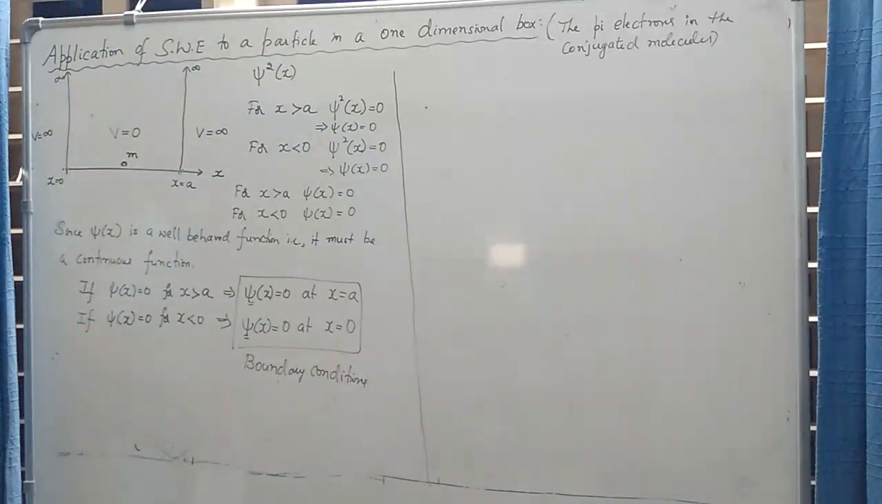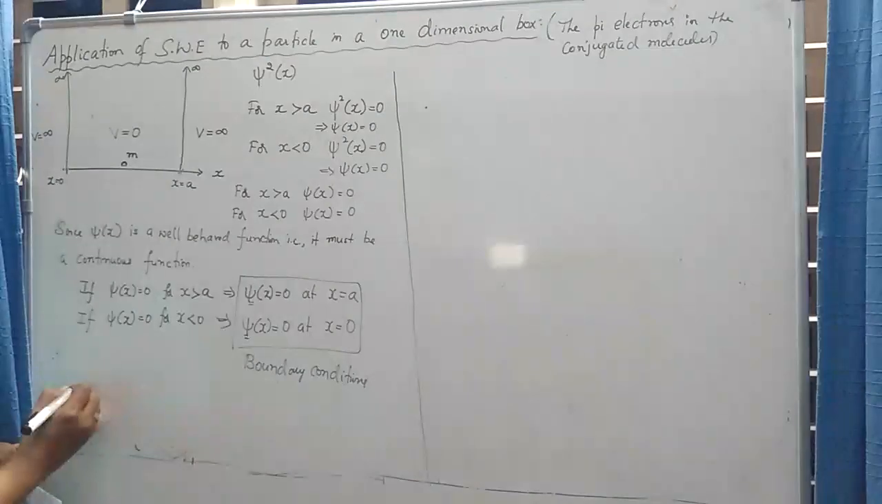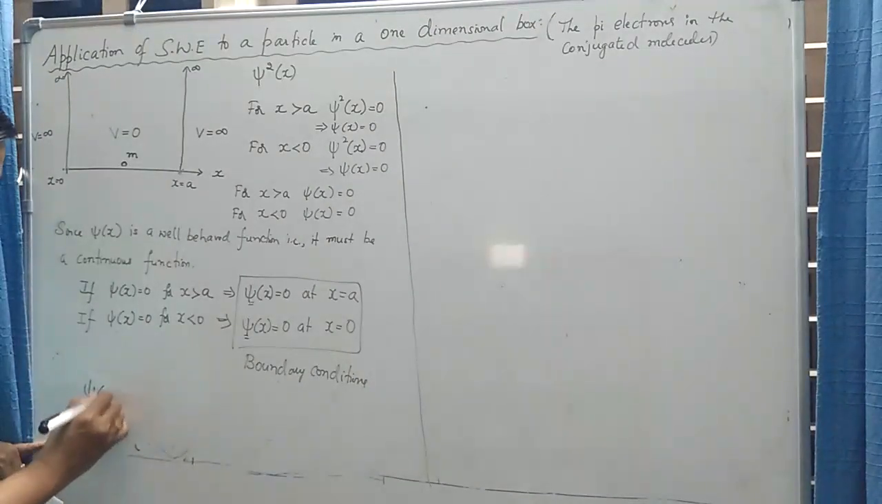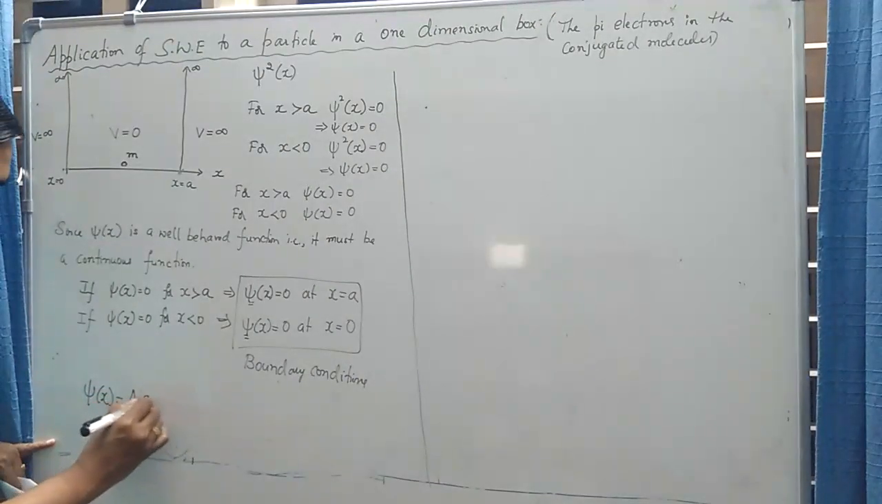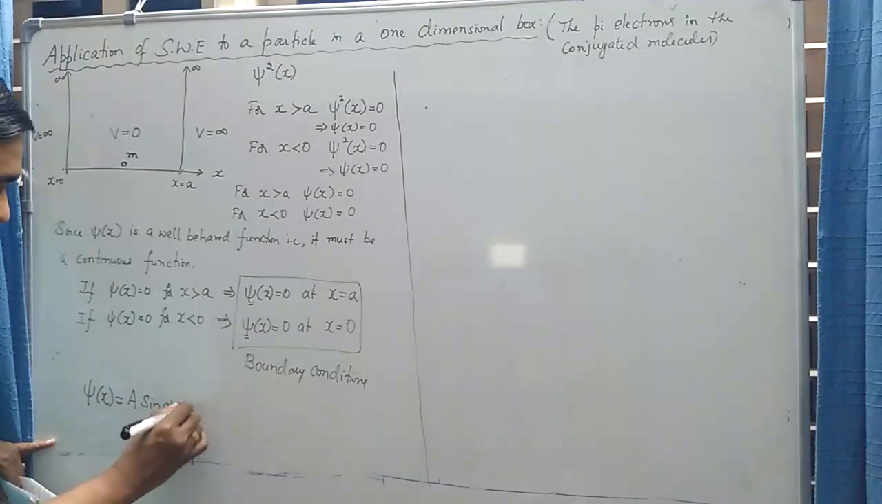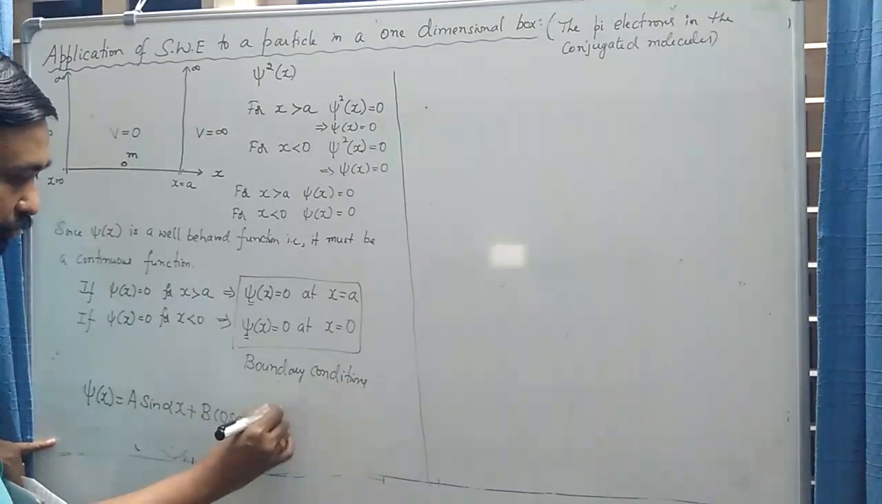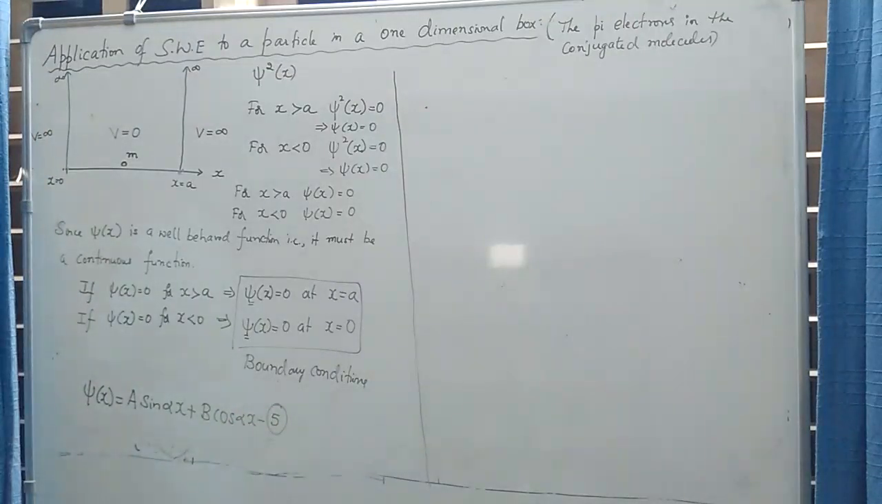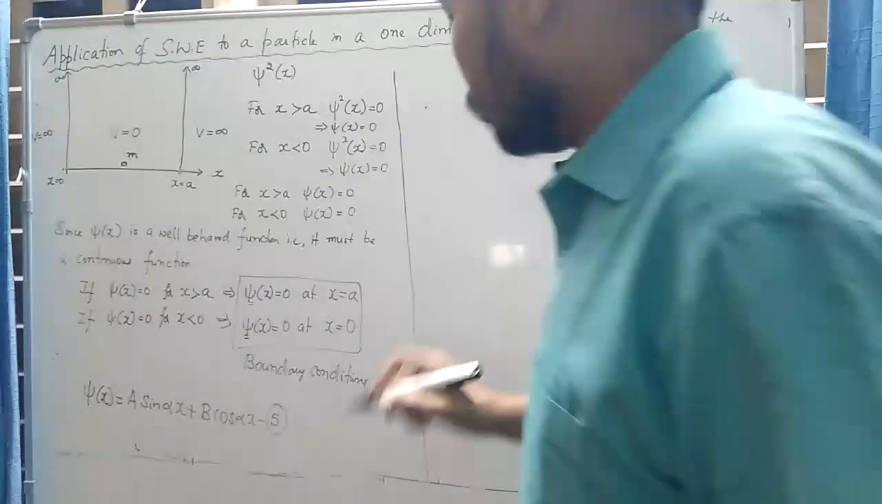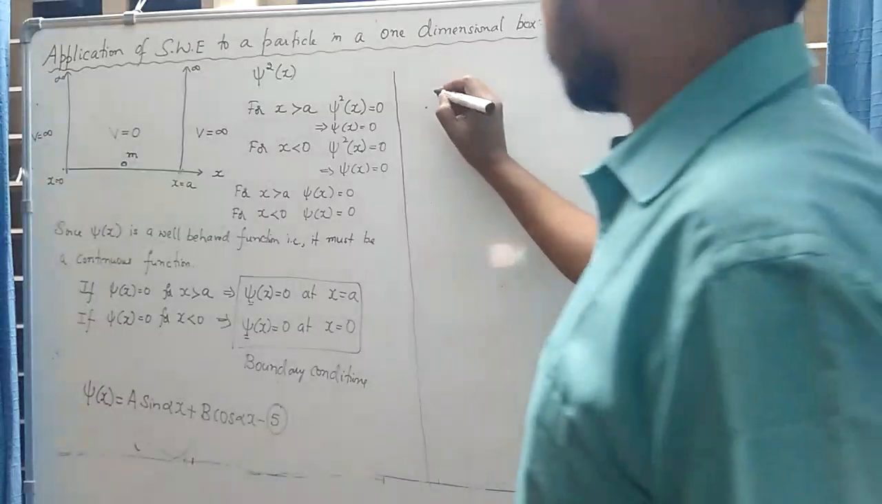So I will rewrite equation 5 here again. The solution, psi of x is equal to a sine alpha x plus b cos alpha x. This is the solution to the Schrodinger equation 2. Now let us apply the first boundary condition.